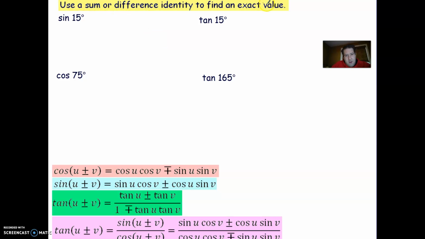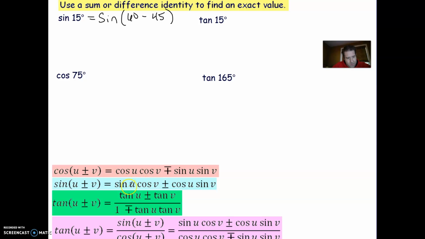Okay, use a sum or difference identity to find the exact value. So this question is similar to what I had already done. Only difference is it's now sine of 15 degrees. It's not 45, it's not 30, it's not 60. So what I need to do is change this to sine of, just like we did on the warm-up, how could we get 15? 60 degrees minus 45 degrees would be 15. So then I can solve the problem from there.